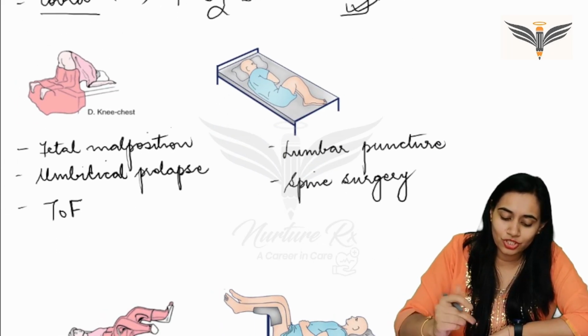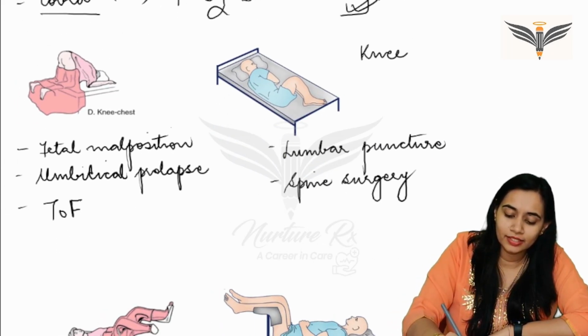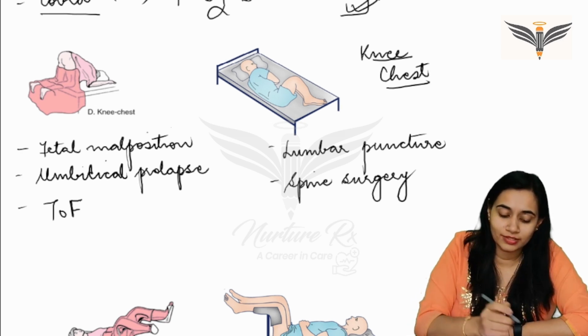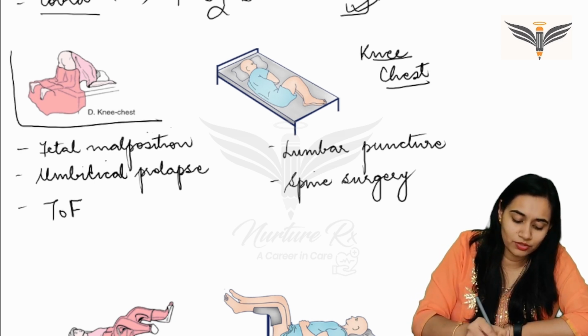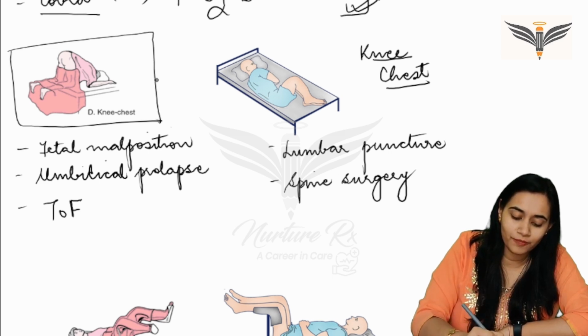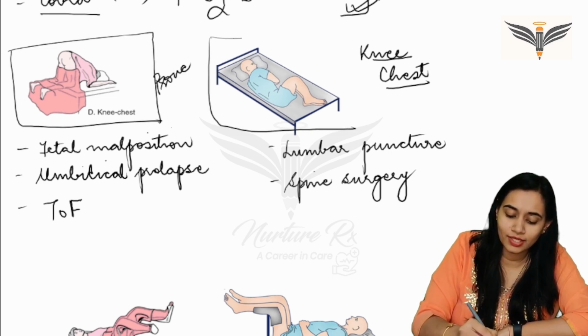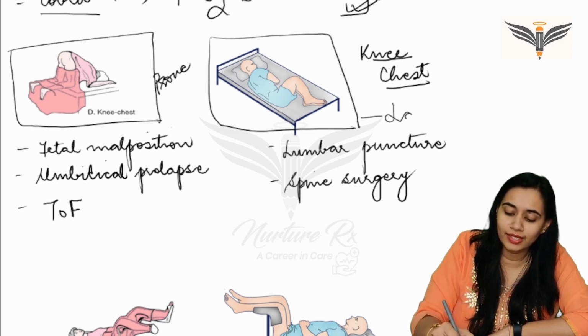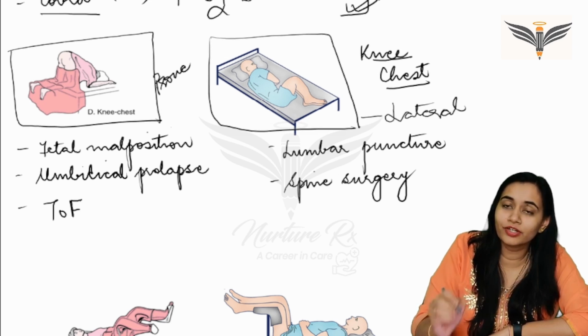The next position is our knee chest. Now there are two different figures. So how do you know what is what? This is your prone knee chest. And this is your lateral knee chest. So both have different uses.